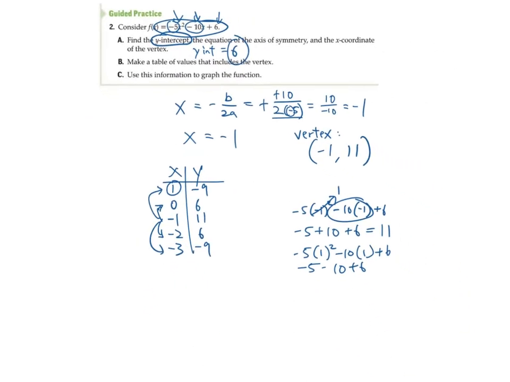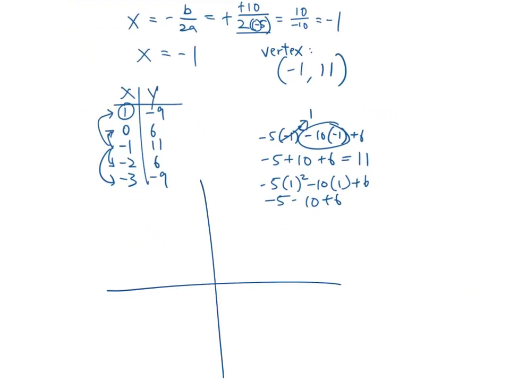So now we can use this information to graph the function. I go to negative 1 and positive 11, 5, 6, 7, 8, 9, 10, 11. I go to 0 and 6, which is right here, which means negative 2, also 6. Let me go ahead and draw the line of axis of symmetry, which is x equal to negative 1. And let's go ahead and plug in 1, which is negative 9, which is right here, which means negative 3 is also negative 9.